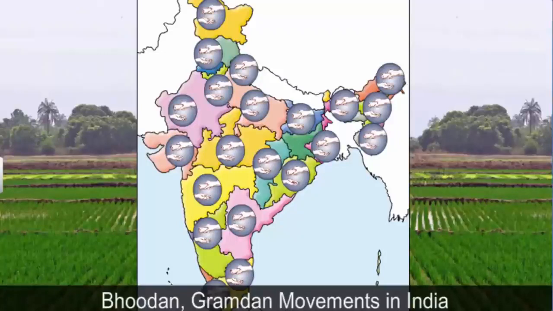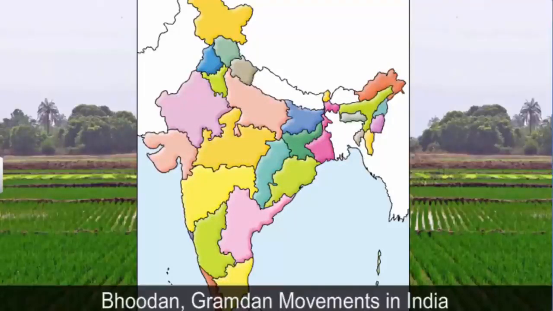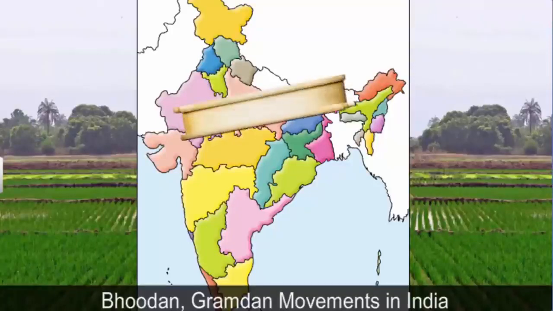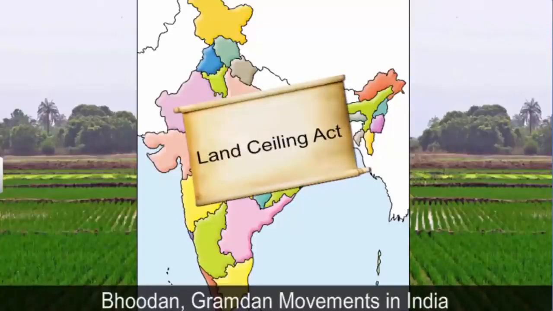Vinoba Bhave carried this idea all over India, and many landlords participated in Bhudan. Some big landlords gave away entire villages to the landless, initiating the Gram Dan movement. While most landlords participated in the Bhudan and Gram Dan movements in good faith, some of them were forced to donate their surplus land when the government imposed the Land Ceiling Act. Under this act, no individual or family could own more than a certain quantum of land.